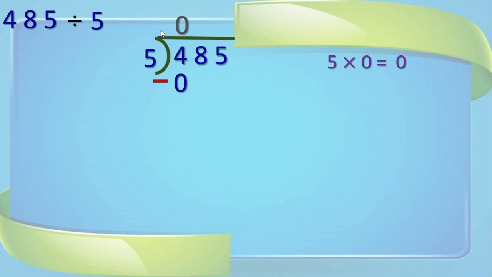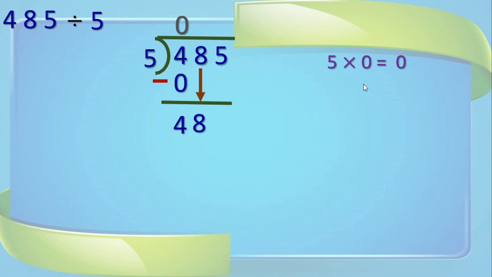Now here 4 minus 0, how much? Same method we will follow. 4 minus 0 is 4. Now 4 is again only once. So in this step we can take the 8 down. Correct? This is the second step. 8. Okay. Now it is 48. Now this is much bigger than 5.